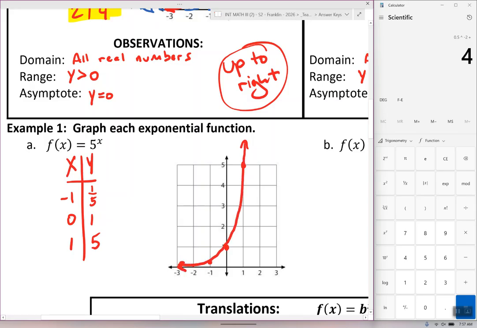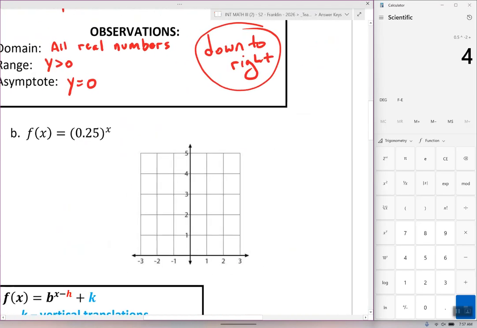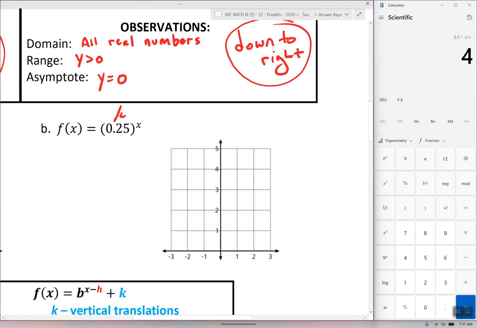And it is an exponential growth function because it's going up to the right. We can see that the base is bigger than 1, so that's good. Next, 0.25, that's 1/4 if you're a fraction user. Again, we could just do 3 numbers. -1, 1/4 to the -1 power, that's going to flip it to 4 over 1. So -1, 4. 0 is going to be 1 again. And 1 gives us 1/4, or 0.25.